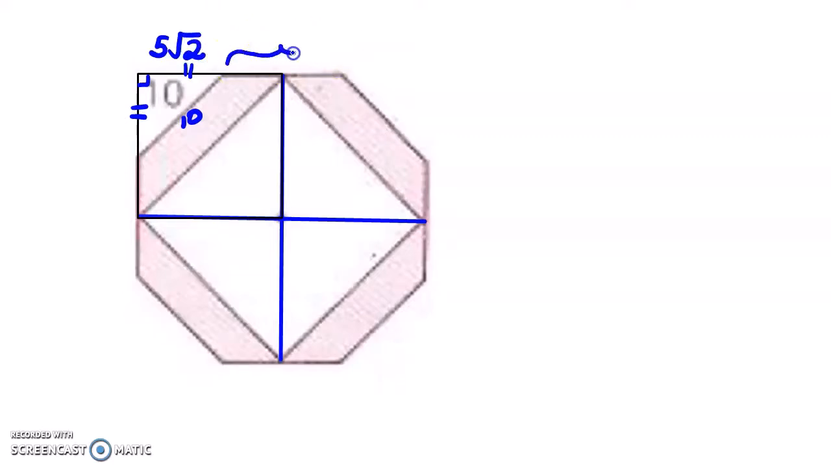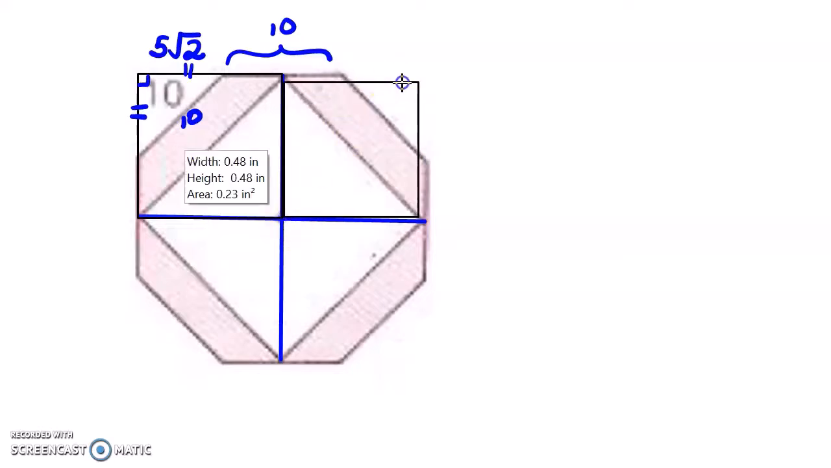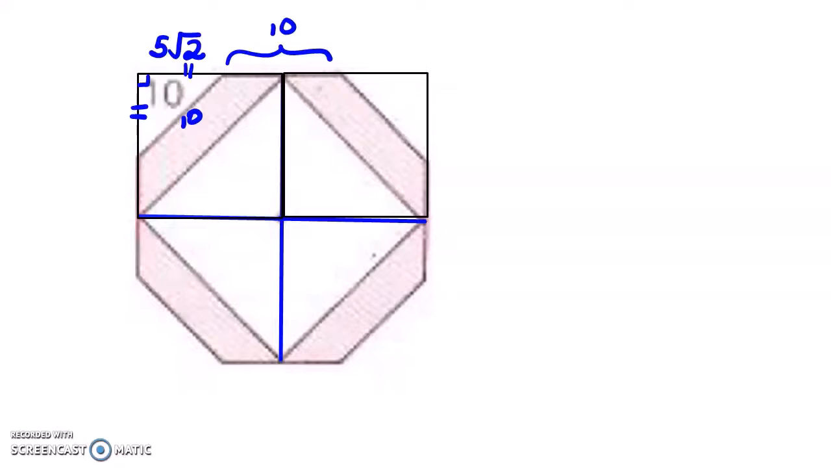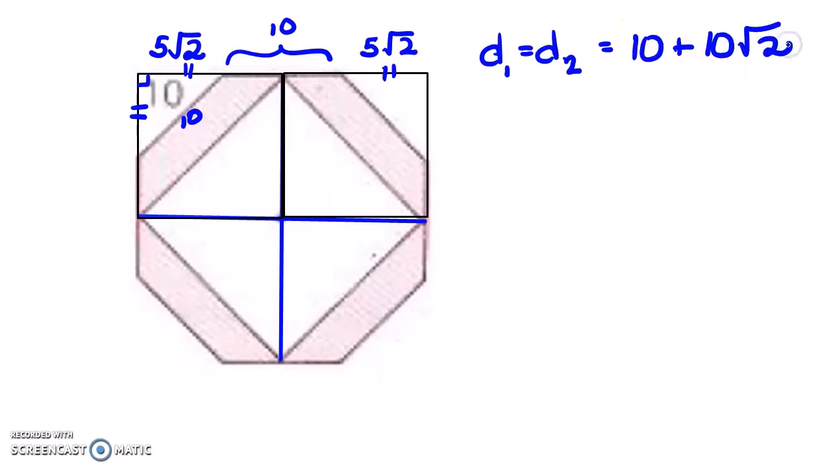We already know this whole side is 10. And then if we were to continue the same square on the other side, we know that this also would be 5 root 2, which makes then the diagonal of the square. Remember, the diagonals of a square are congruent, and then their sum is 10 plus 10 root 2.